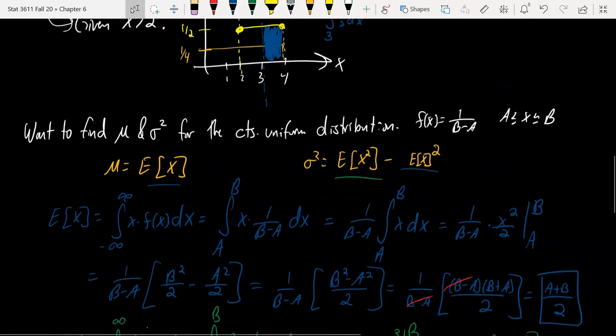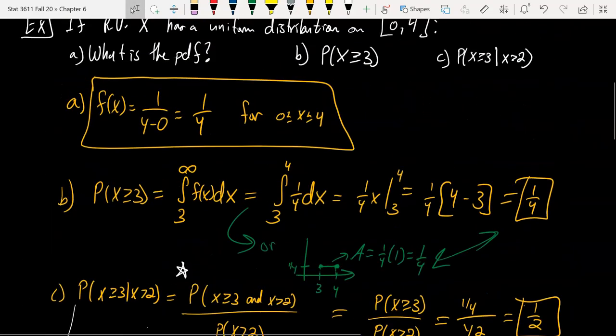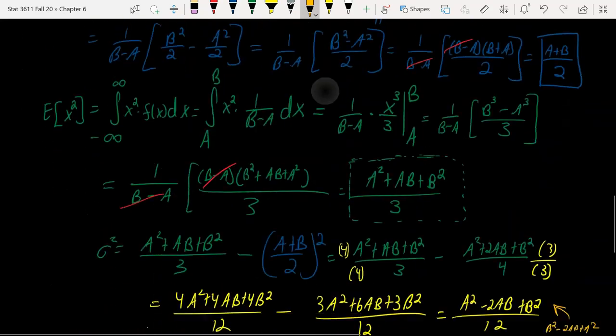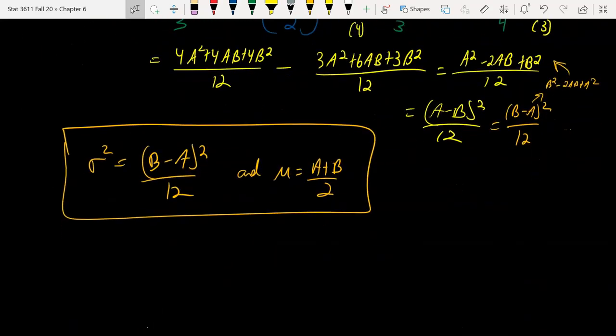So like in the last example, when we had a as 0 and b as 4, we know that the mean there is 2. And the variance there then would be 4 squared over 12, which is 16 over 12, or 4/3.